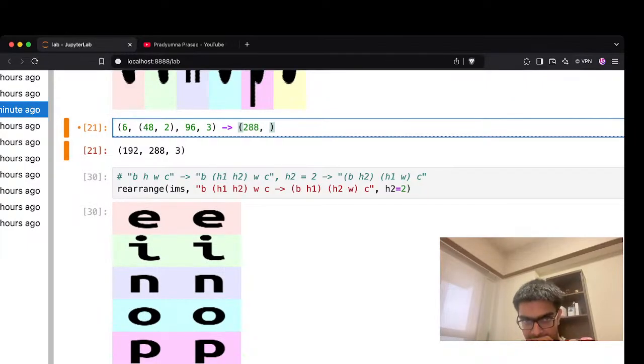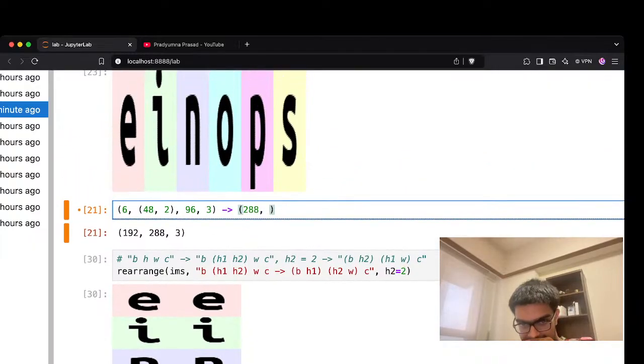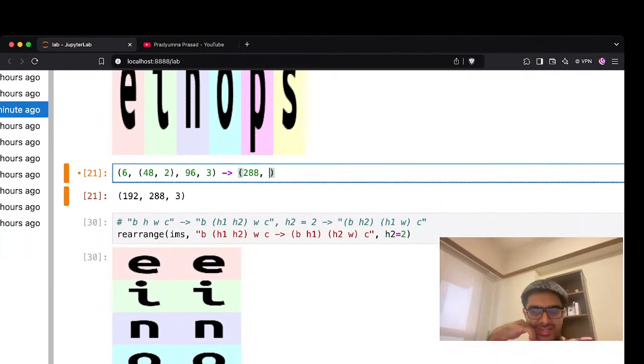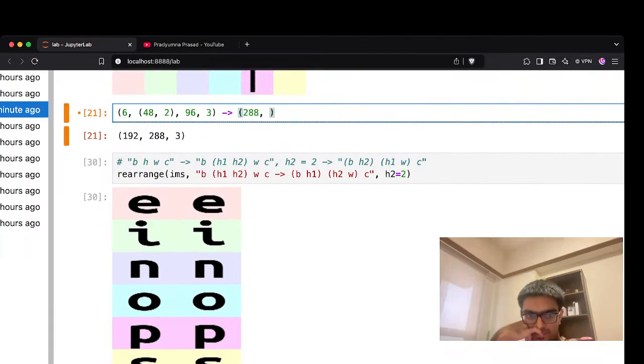I see that. But then shouldn't my width become twice? Why is it getting double? That's what I don't get. H2 is 2, 2 by W is 96 times 2, which is 192, comma 3.